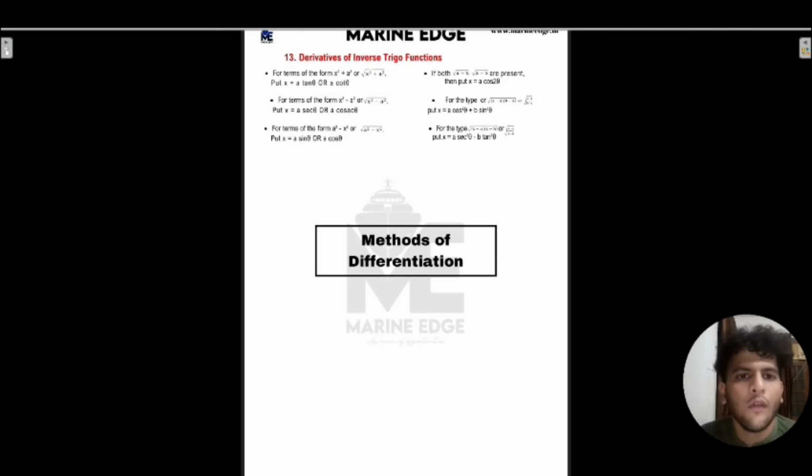So here we have to make some substitutions. For terms of the form x square plus a square or under root x square plus a square, always put x is equal to a tan theta. For terms of the form x square minus a square or under root x square minus a square, always put x is equal to a sec theta or a cosec theta. For terms of the form a square minus x square or under root a square minus x square, put x is equal to a sin theta or a cos theta for both cases.